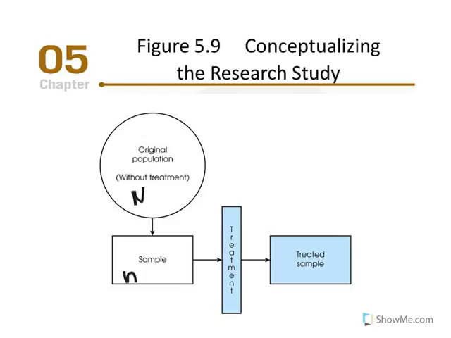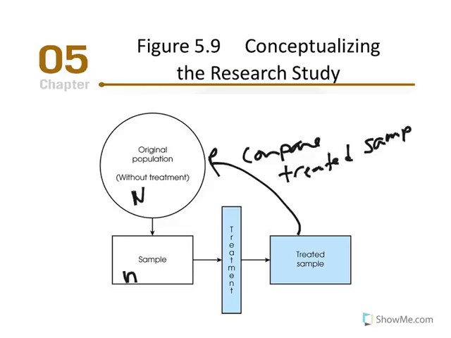And one method of research says that then we compare the treated sample to the untreated population. And we'll learn about this when we engage in a z-score test. And this requires that we have population parameters. So we have to have the information about the population to do this kind of comparison.